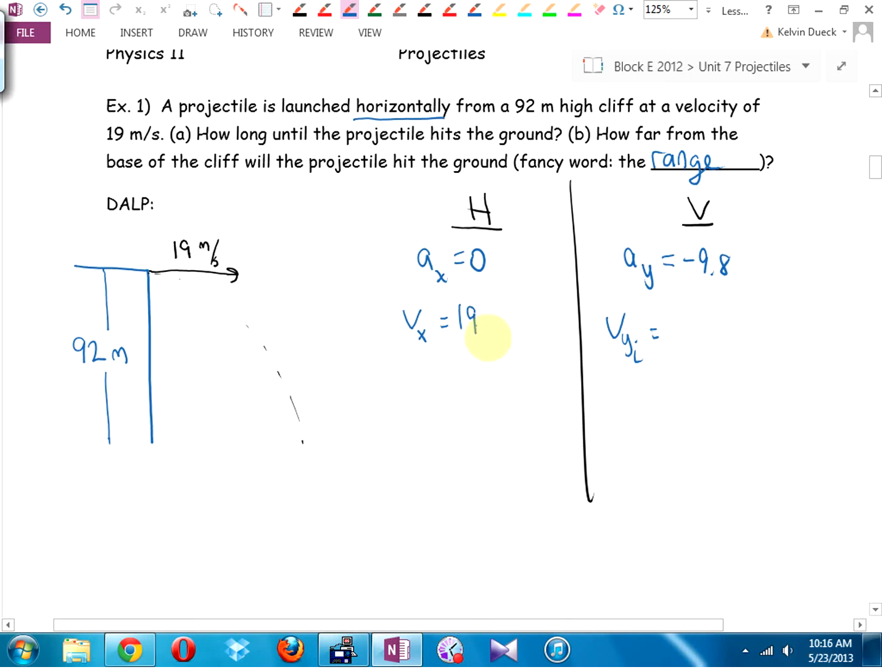What about my vertical velocity? For a split second, right when I leave the cliff, if I'm going horizontally, which is why we underlined the word horizontal in the question, how fast am I traveling vertically? 0. I haven't started falling yet. My initial, temporarily, is 0. This is as though you were dropping an object from the cliff, but also traveling sideways at the same time, and we're treating them totally separately.